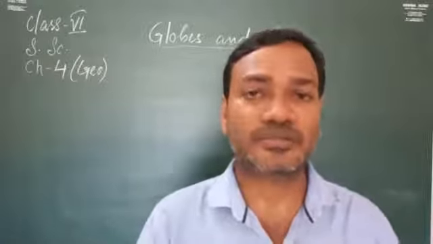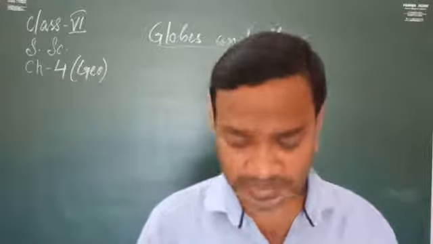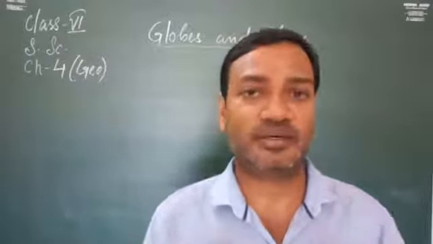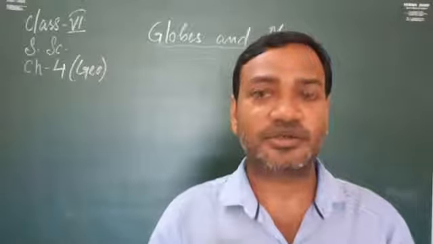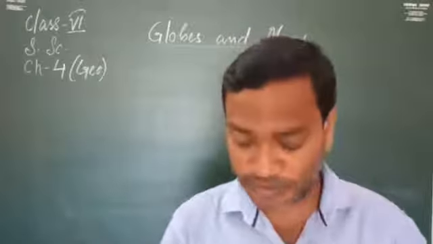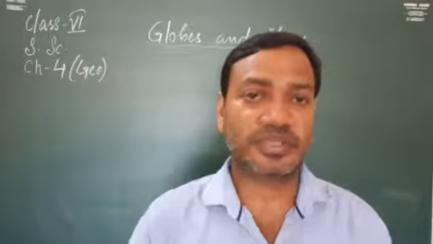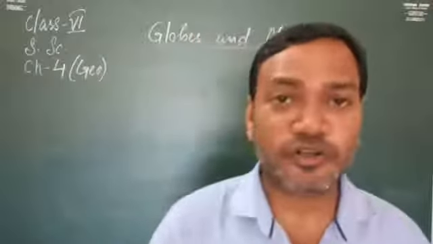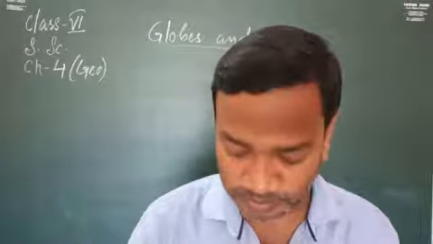But the globe has some limitations. Some demerits are also there. What are these? It is difficult to carry a globe, as it is round in shape, so we cannot take it in our pocket. Then the space on the globe is limited. We cannot make a big globe, so the space is very limited, and small details cannot be shown on it.